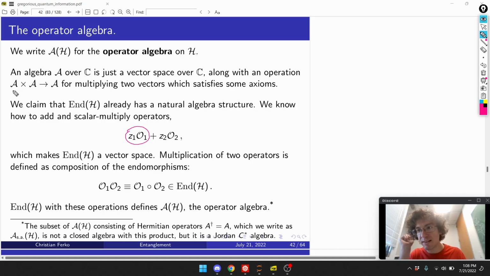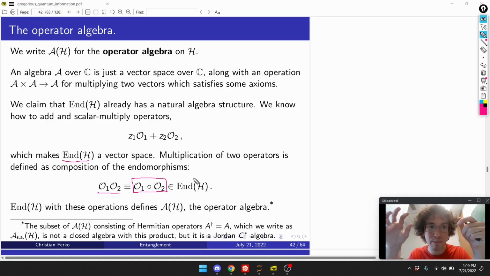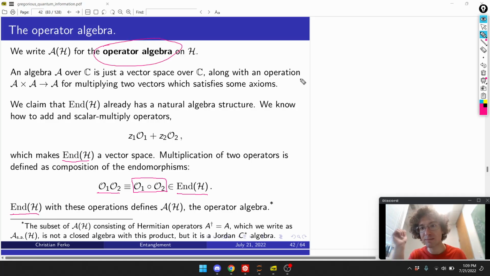But I need to be able to multiply the vectors as well. So how do I multiply two operators on my Hilbert space? Well, by definition, an operator is a map from H to H. So I will define multiplication of these two objects as the composition of the two functions. Given two functions with the same domain and codomain, I can compose them to get a new function, and that is also an endomorphism. So that is my definition of the multiplication. It's just composition. So now I've given you all the properties. I know how to scalar multiply, add them, and multiply them, so that makes it an algebra. So the endomorphisms on H are an algebra, which I call the operator algebra.